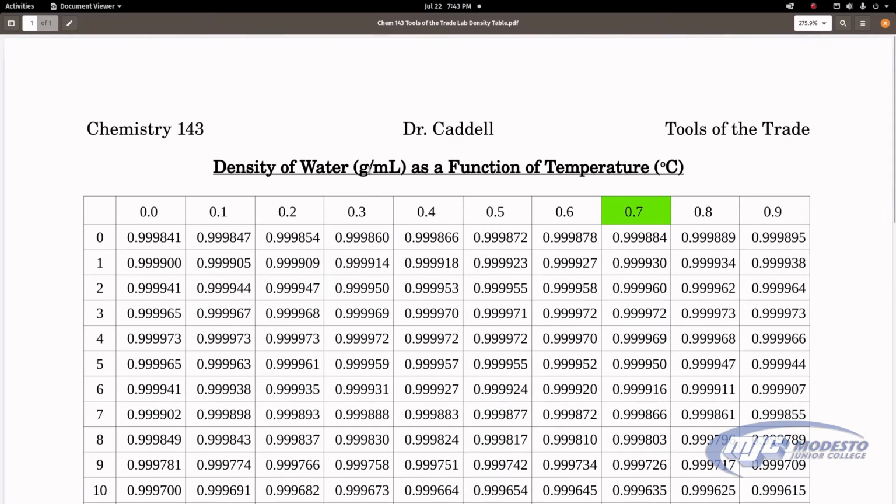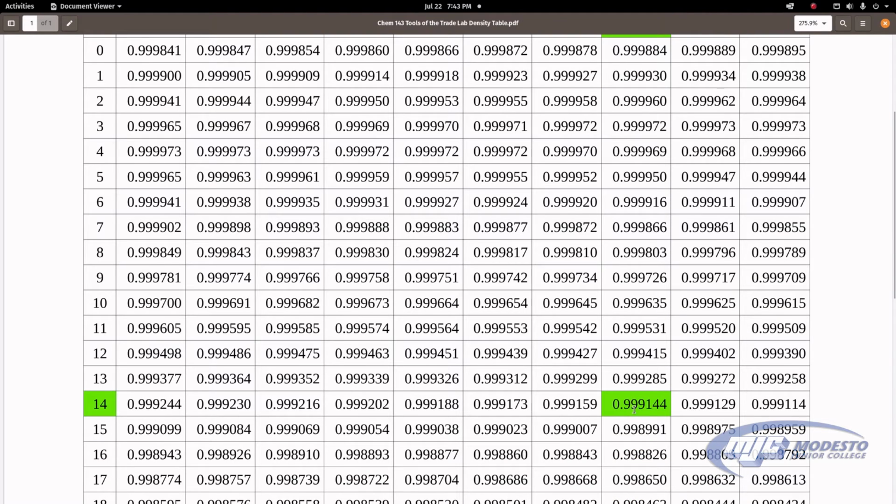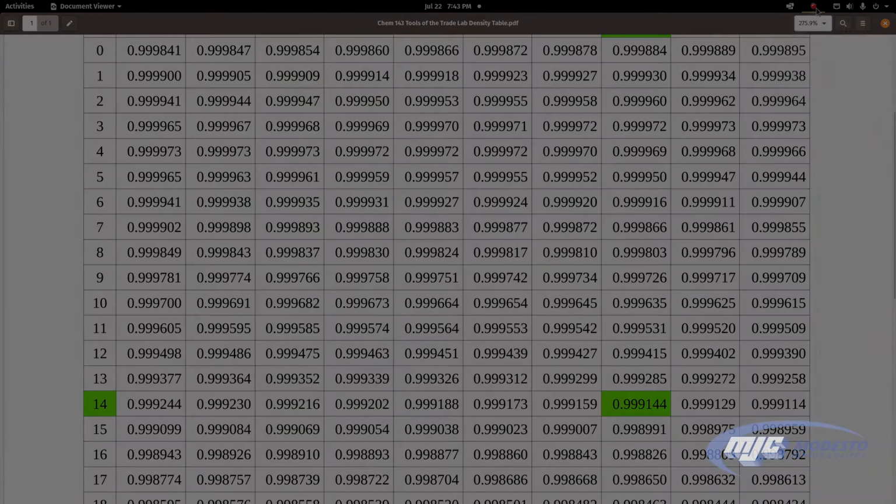The units are grams per milliliter, and every one of those numbers is significant. So there are 6 significant figures, and you should write them all down. And that's really all there is to it.